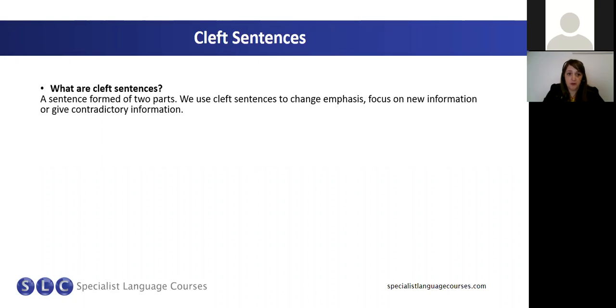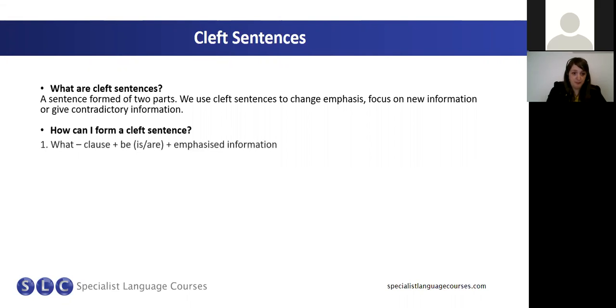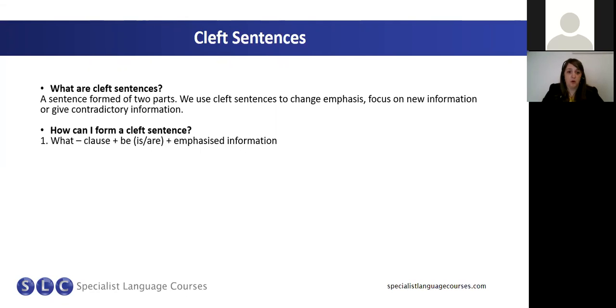At a band 7, you need to use simple and complex sentences accurately. So let's look at the two different ways. There are two main ways we can form a cleft sentence. First of all, you have a what clause plus the verb to be, followed by the emphasized information. Throughout this presentation, you may see the word clause. What we mean by this is the different parts of a sentence. So a cleft sentence has two clauses or two parts.